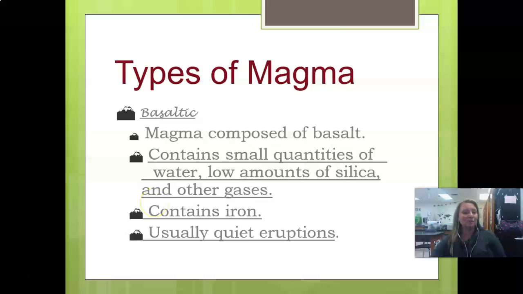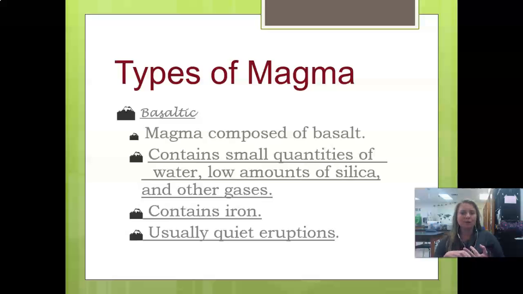So there's different types of magma, depending on what type of minerals are present in that magma, or what types of minerals have melted from the rock that now make up that magma. The first one we're going to talk about is basaltic, which is surprisingly made of basalt. So this is our heavier elements, very, very rich in density. It contains small quantities of water and low amounts of silica and other gases.